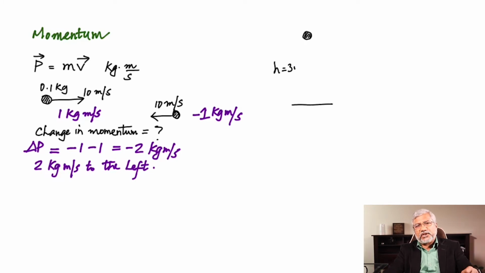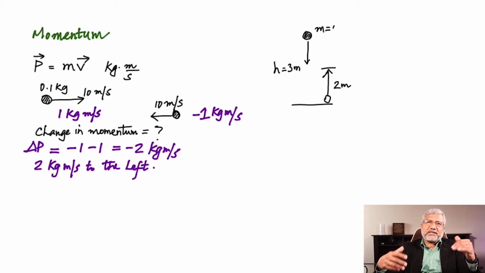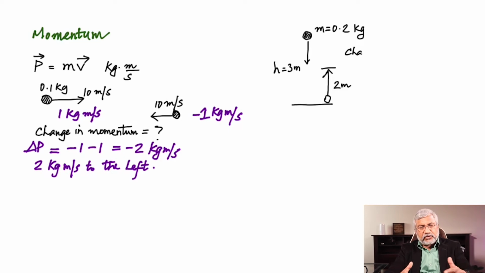If you have an object at a height, and you drop the object from that height, it's going to hit the floor and bounce back, but it doesn't bounce back to the height from which it was dropped. So that's the situation. So here in this question, you drop it from a height of 3 meters and it returns to a height of 2 meters. And you have to find the change in momentum. Just think about that. Well, how do you do that?